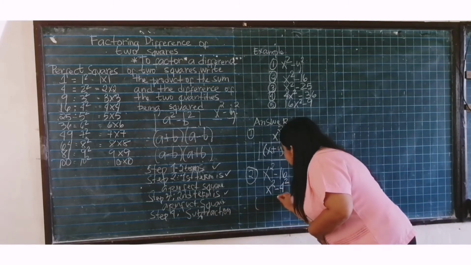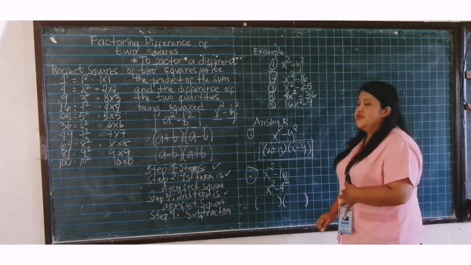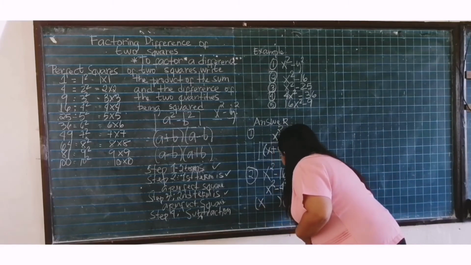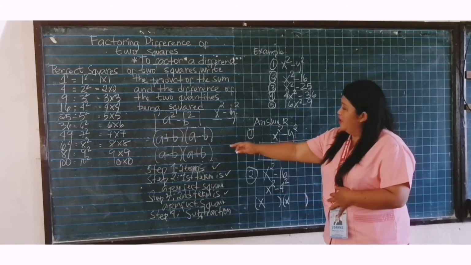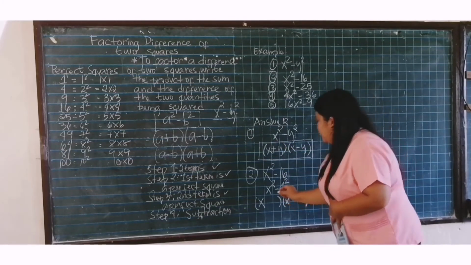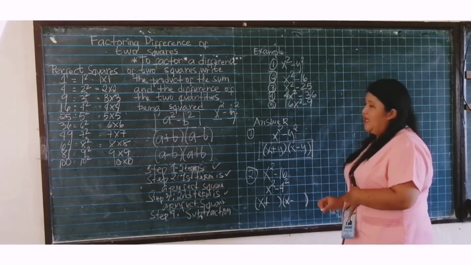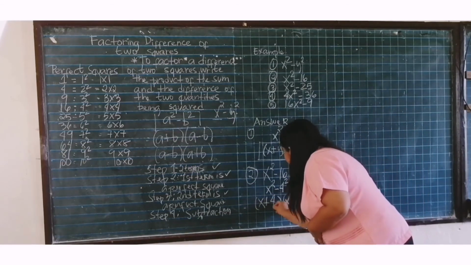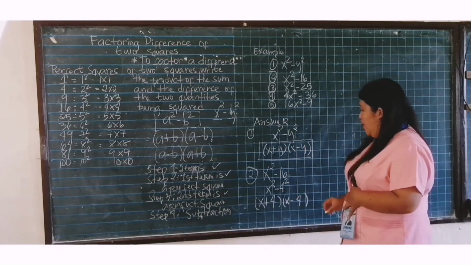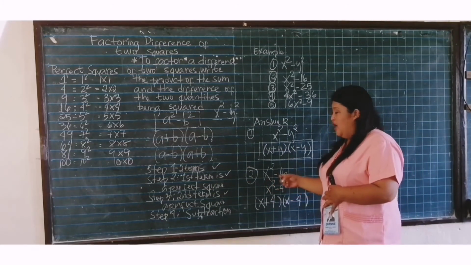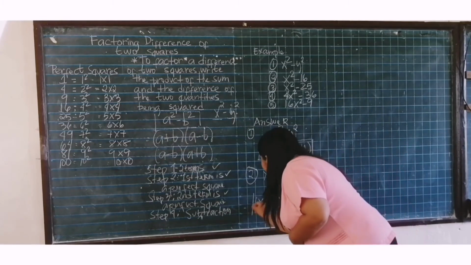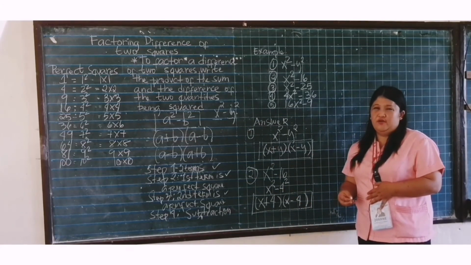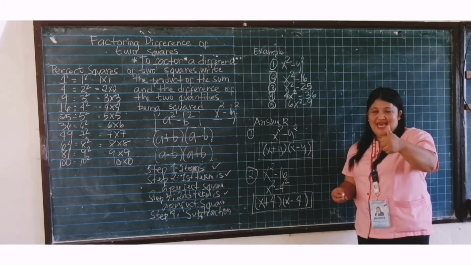So again, we distribute now the x. Next again, we can use positive and negative. Positive, negative. And then we distribute now our 4. So 4 here and 4 here. So the factored form of x squared minus 16 is equivalent to x plus 4, x minus 4. Easy? Yes, very easy.